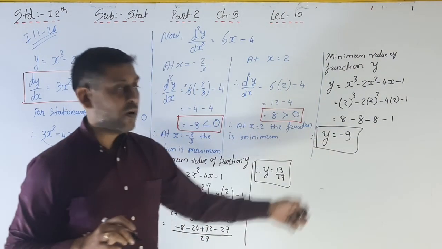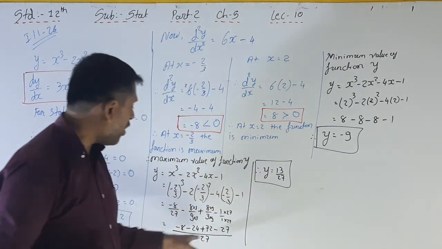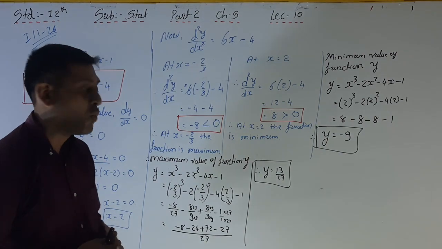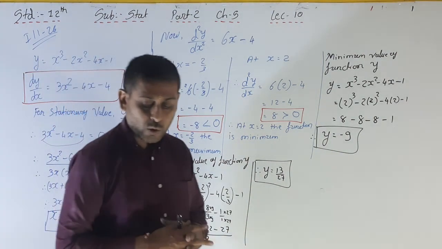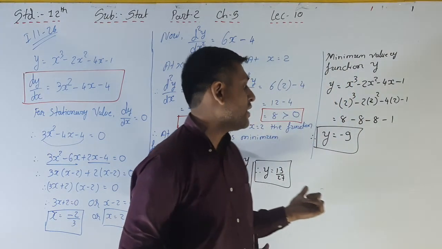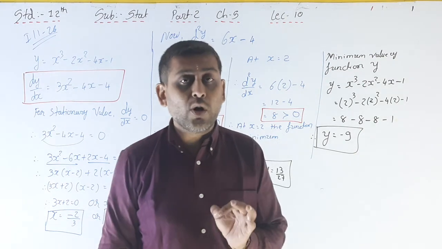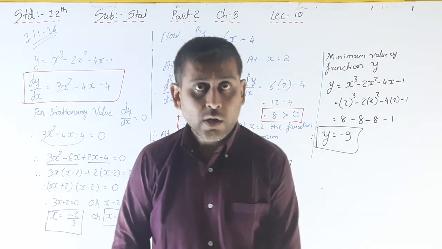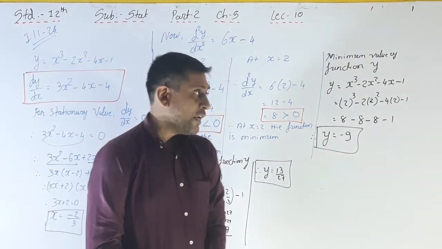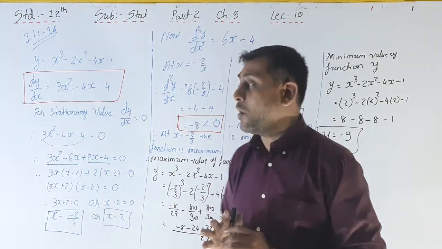Therefore the minimum value of the function is minus 9 and the maximum value of the function is 13 by 27. Okay, so here you have to write that thus the minimum value of the function is minus 9 and the maximum value of the function is 13 by 27 as your final answer. Okay, so here we complete the second illustration of maximum and minimum value.